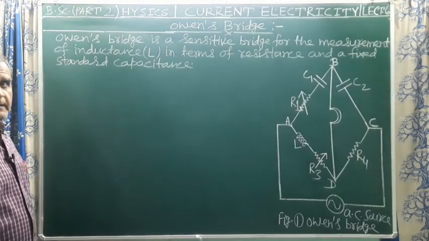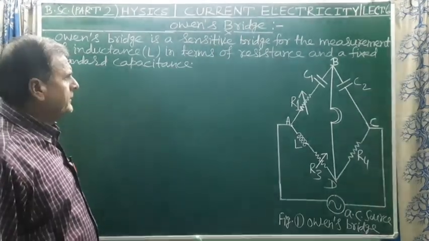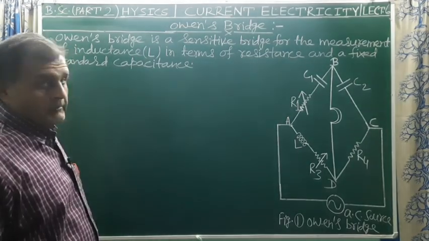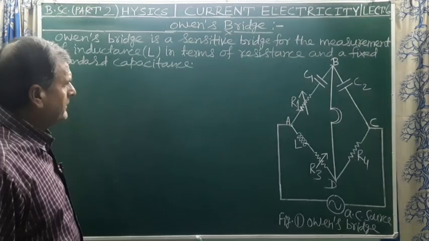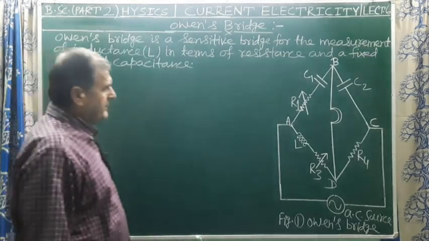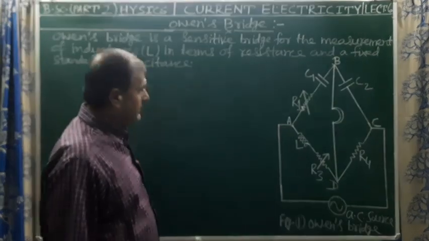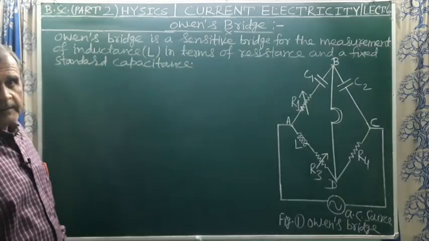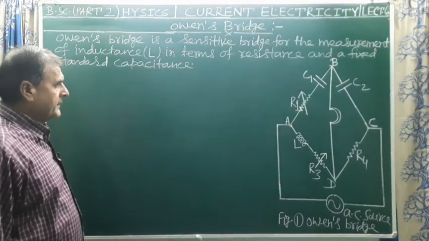Owen's bridge is a sensitive bridge for the measurement of inductance, that is self-inductance capital L, in terms of resistance and a standard capacitance.